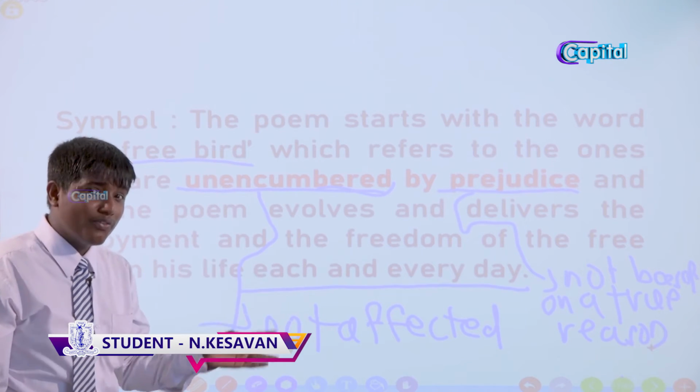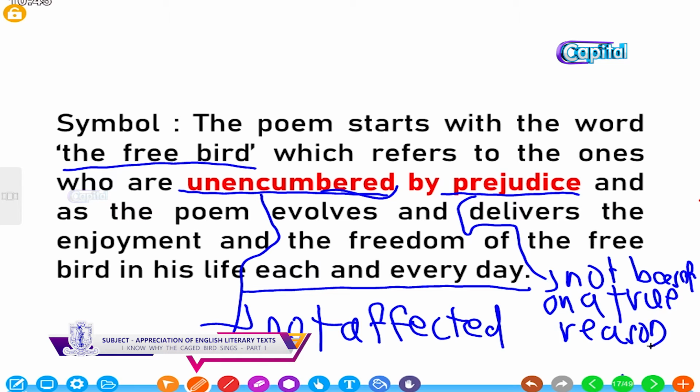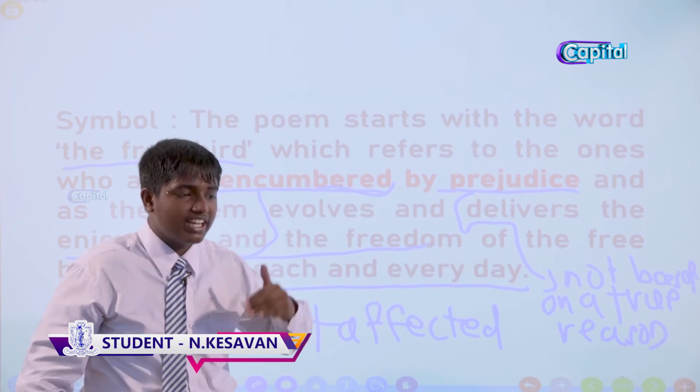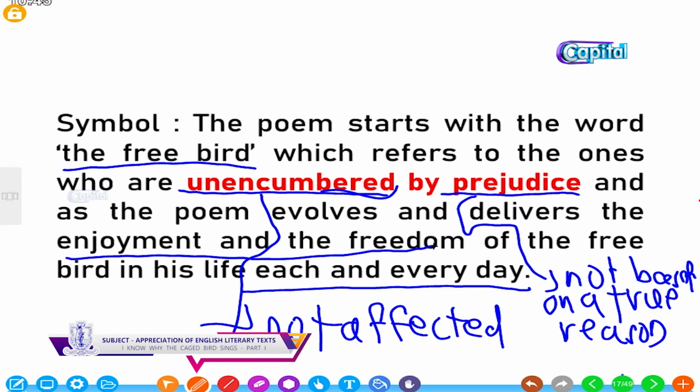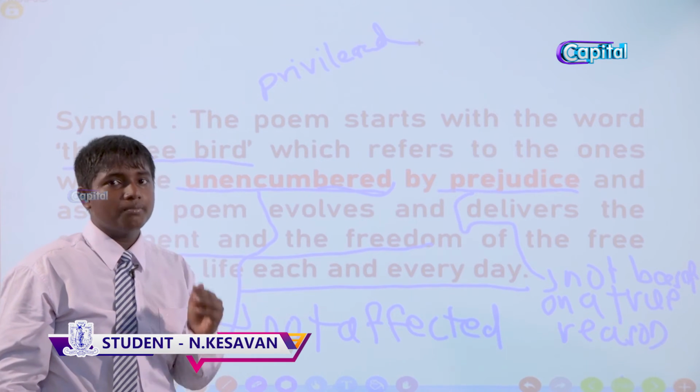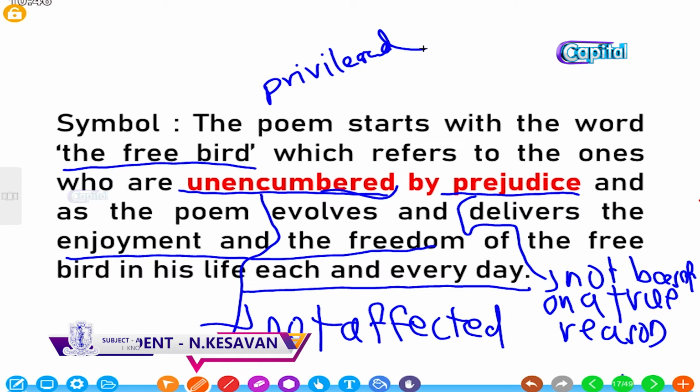And as the poem evolves and delivers the enjoyment and the freedom that a free bird can have in this world each and every day. So the free bird refers to the white American. If you put it directly, you can prefer the word privileged. Privileged is better, because it's better to not directly discriminate. The poem starts with the word the free bird, which means privileged people, who are unencumbered by the prejudice, the white Americans.